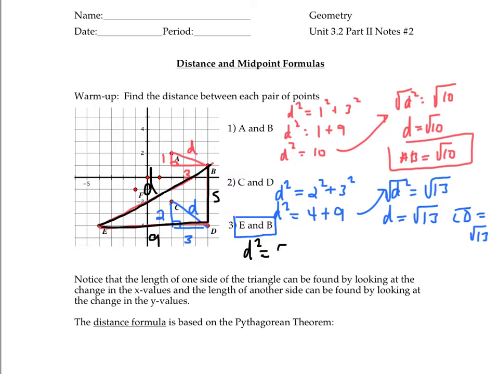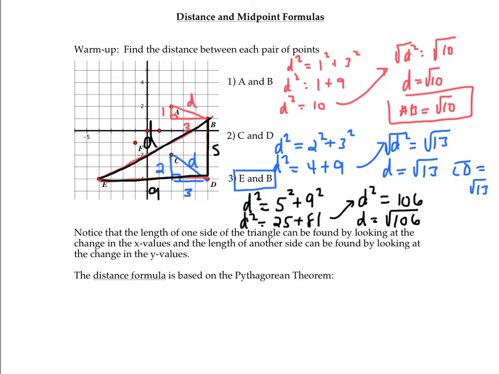So d squared would be equal to 5 squared plus 9 squared, or d squared is equal to 25 plus 81. So d squared would be equal to 106. So d is equal to the square root of 106. Okay, and d equals the square root of 106 is how we're going to leave our answer. So EB would have a length equal to the square root of 106.